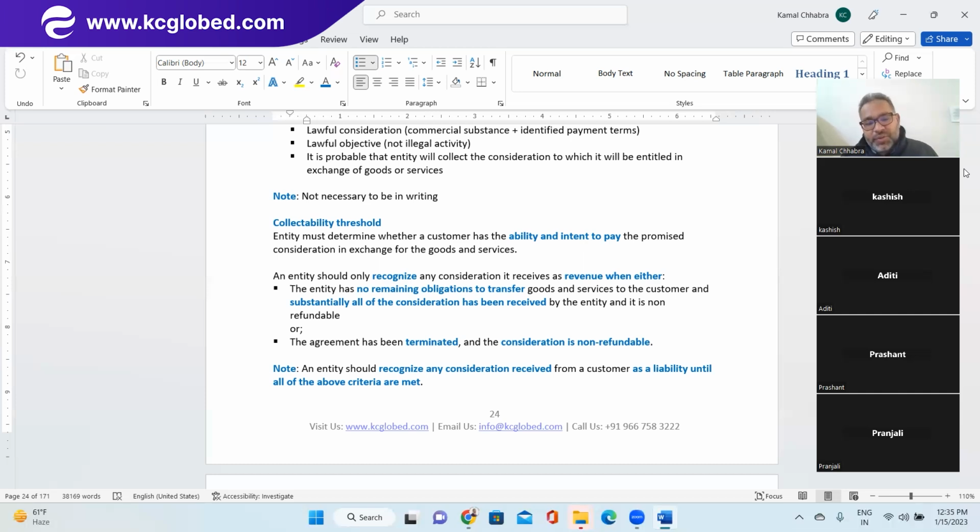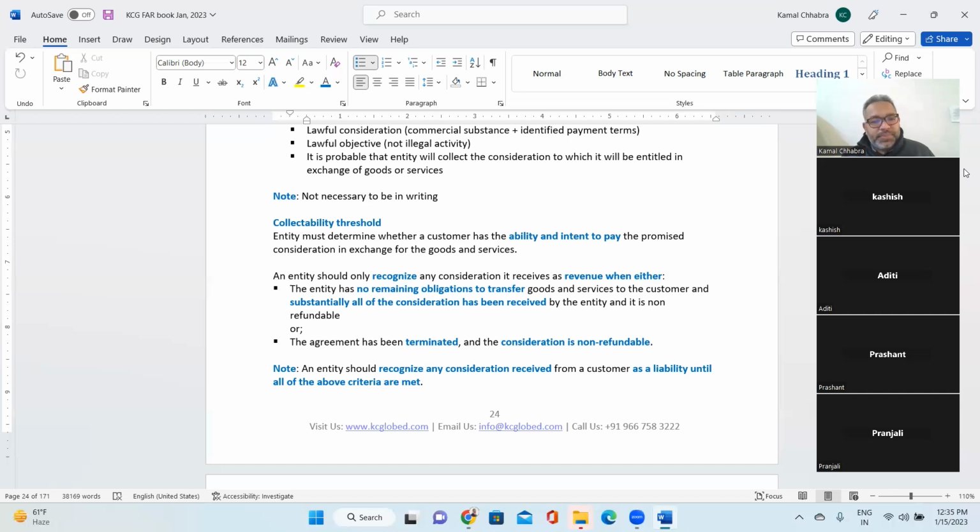An entity should only recognize any consideration it receives as revenue when either the entity has no remaining obligation to transfer the goods or services to the customer, and substantially all the consideration has been received by the entity and it is non-refundable, or the agreement has been terminated and the consideration is non-refundable. So this is another point. First we understood collectability. Collectability is important for any contract. For collectability, two checks need to be done. First is the ability to pay.